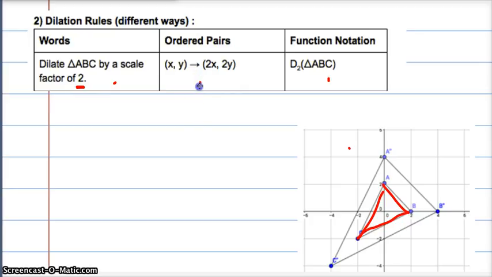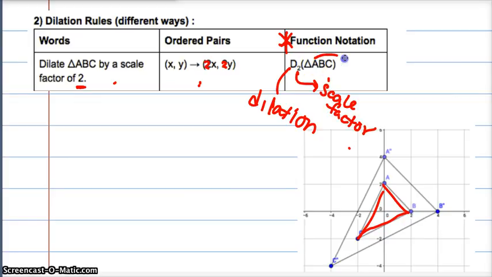These words mean the exact same things in ordered pairs. This x, y stands for an ordered pair, and it tells you to take an ordered pair and to change it by taking 2 times the x value and 2 times the y value. So again, you're seeing that idea of a scale factor of 2. Each ordered pair is getting blown up by 2. Or, and this is my preferred notation, it's called function notation. This capital D stands for dilation. This 2 is the scale factor, and this right here, it's triangle ABC, but whatever is in the parentheses is the figure that's being dilated.